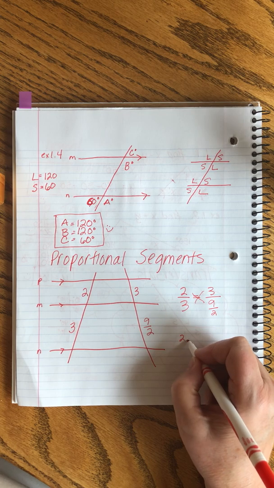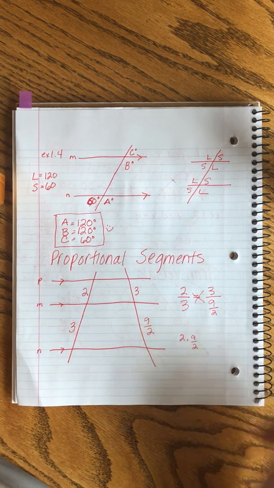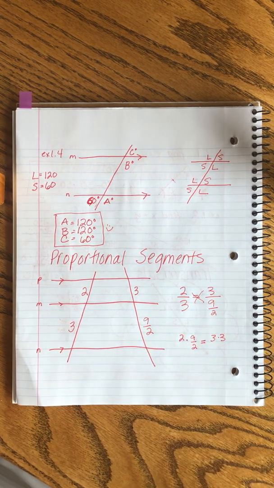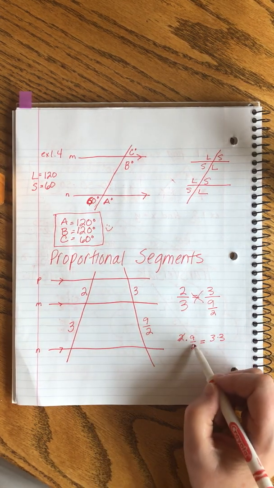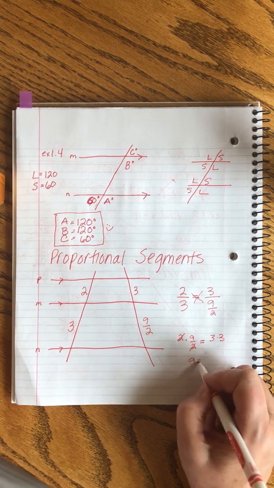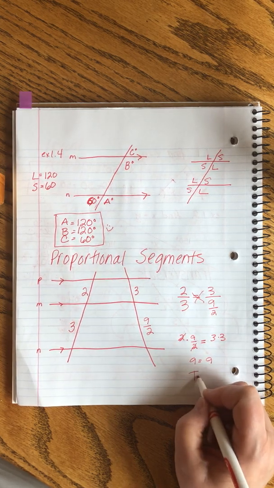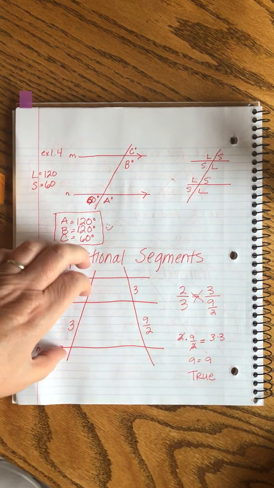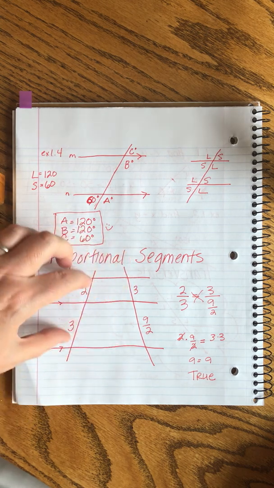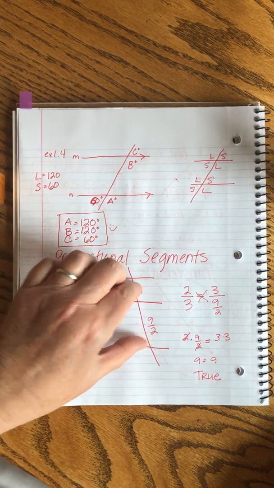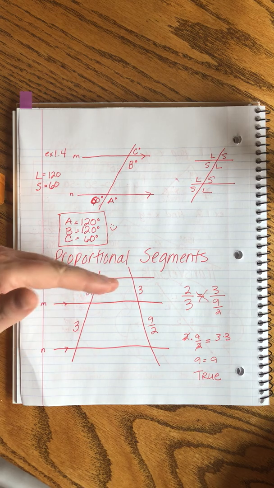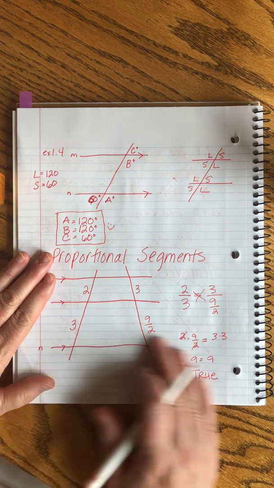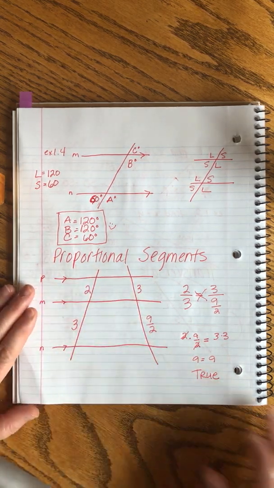2 times 9 over 2, we're saying should be equal to 3 times 3. And look, these cancel, and then we get 9 equals 9. So my wild statement that I made, that these segments, right, we're not talking about the angles, we're talking about the length of the segments, they're proportional to each other because these guys share these parallel lines going through them. The parallel lines are what make the magic, okay?